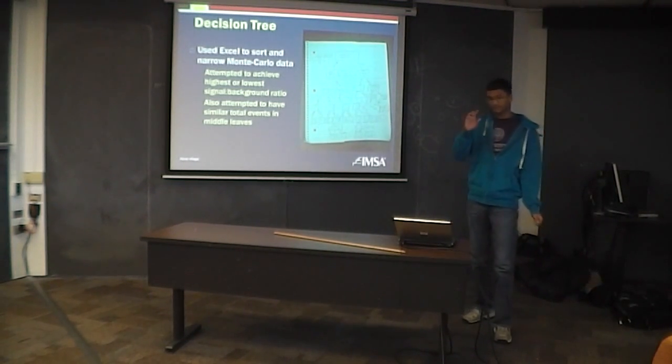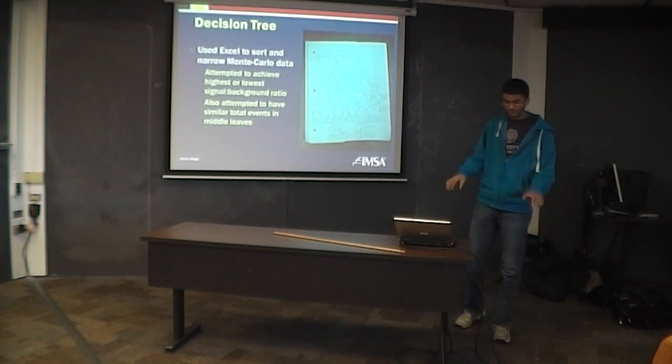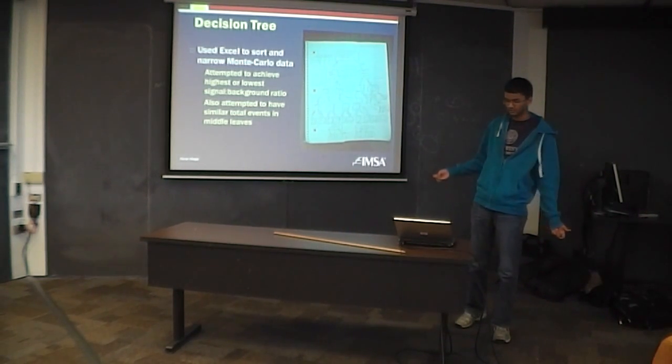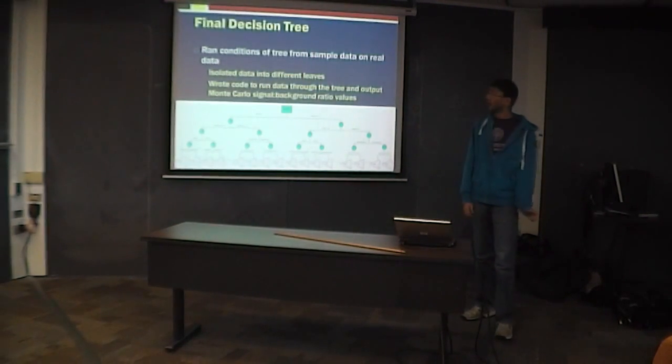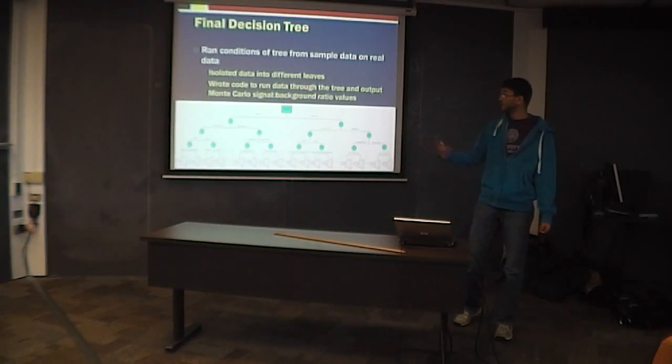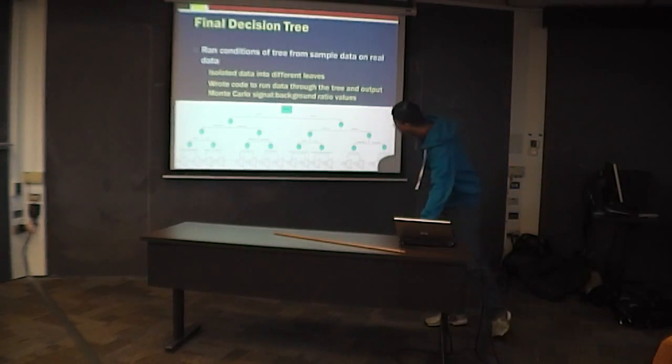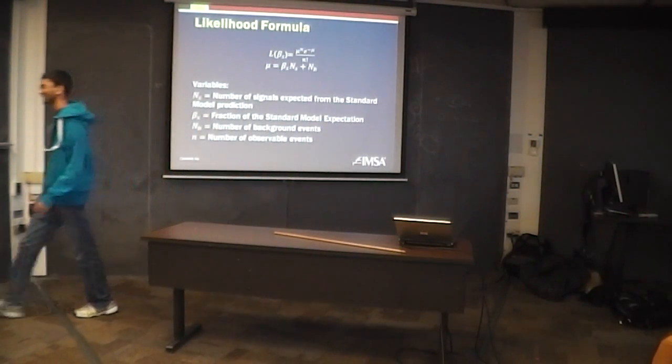I also attempted, in the middle of my tree, to have similar amounts of events so that my ending bins aren't completely lopsided, with a lot of events in one bin and my other bins just being very small amounts of events. After I created the conditions for my tree, I ran these conditions on the given data from the class, and this helped me isolate the data into the different bins. These bins were then given to Camden, who will tell you about his likelihood formula.